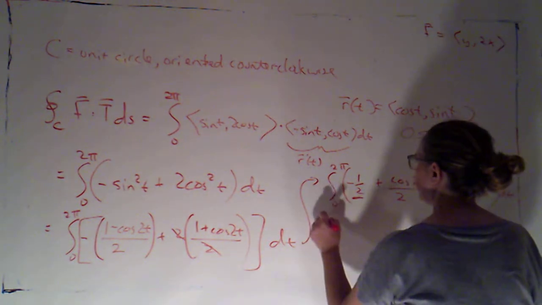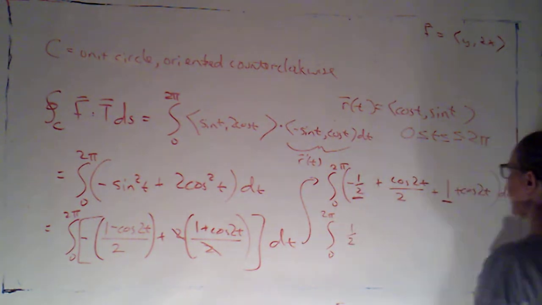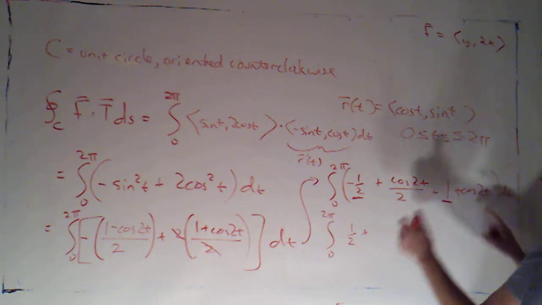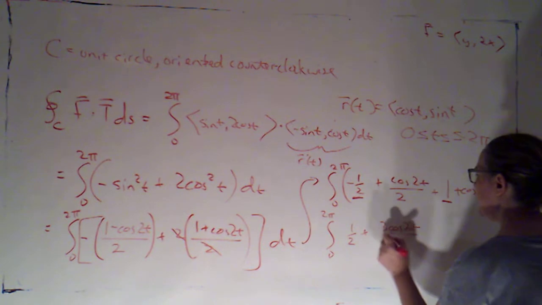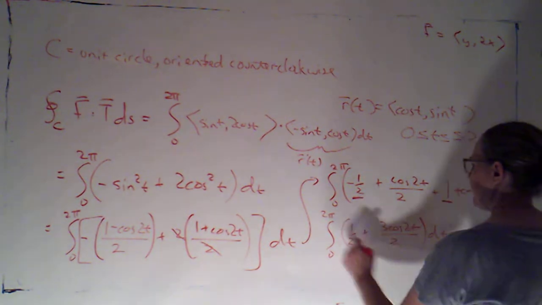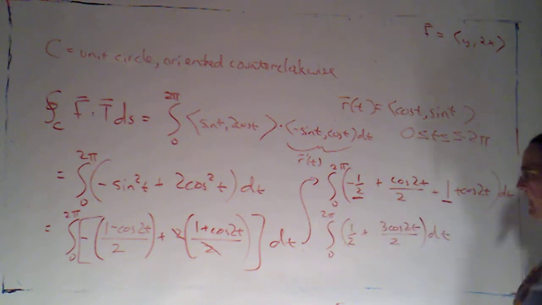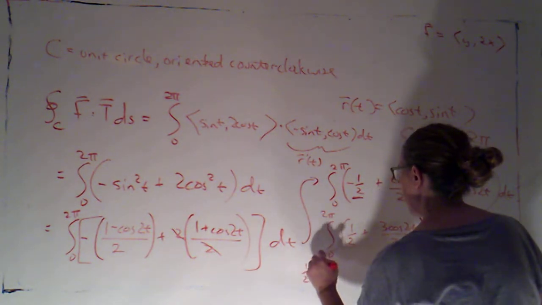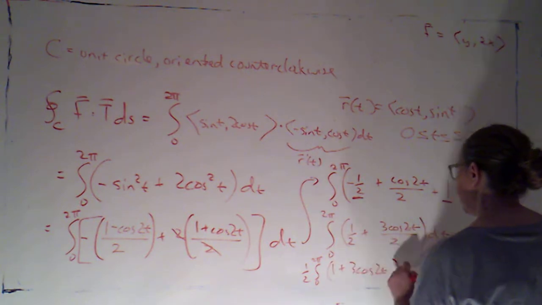So I've got the integral from 0 to 2 pi. 1 plus a negative 1/2 is just 1/2. Plus, let's see, that's a full copy of cosine 2t and a half of a copy, that's going to be 3 cosine 2t over 2 dt. I'm going to factor out a 1/2 since that shows up in both terms. So this is 1/2 times the integral from 0 to 2 pi of 1 plus 3 cosine 2t dt.